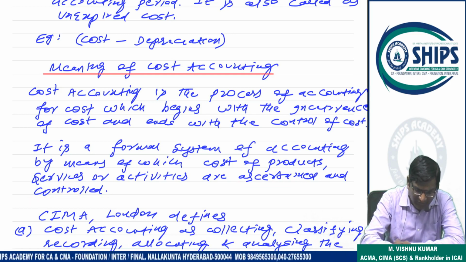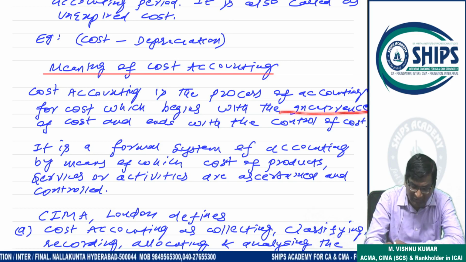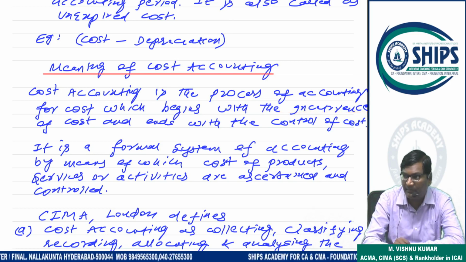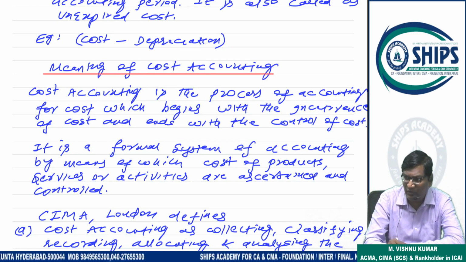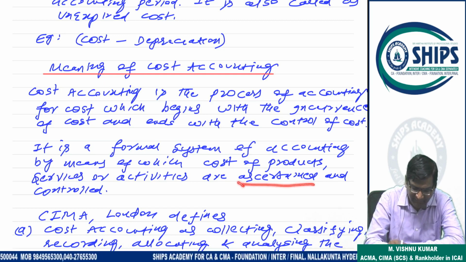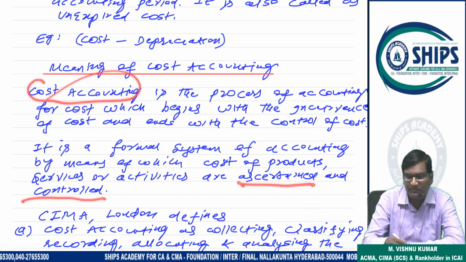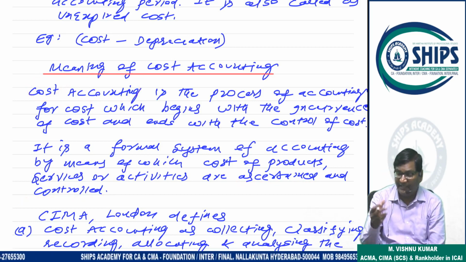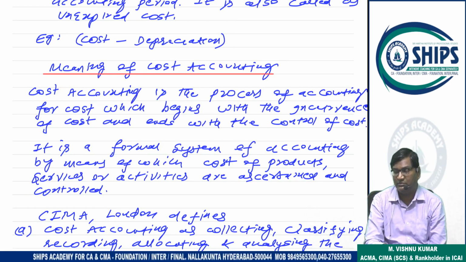So ultimately, why are you incurring the cost? To produce the product or to render the service. Once you are incurring the cost, is recording required or not? Compulsorily required. And is control also required or not? Compulsorily required. So for ascertainment purpose and control purpose, cost accounting is used, for ascertaining the cost and controlling the cost.